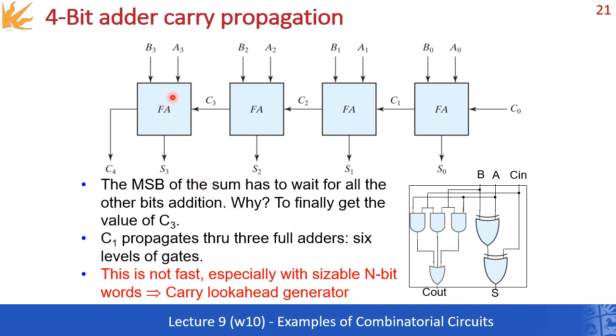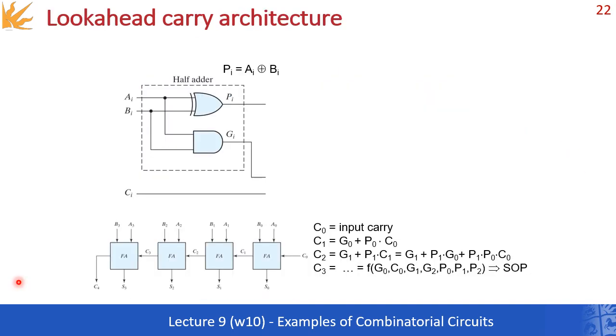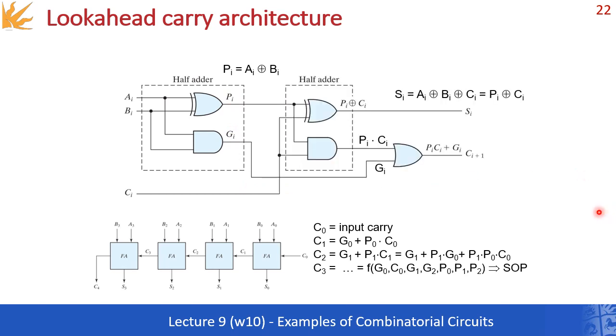This means that you cannot perform the operation in parallel. In other words, this is not fast, especially with sizable n-bit words. What should have been something that can be done in parallel actually is done in series. To overcome this problem, we use something which is called look-ahead carry architecture. Now remember that this is what we previously defined as a half adder. What we can do is put in series 2 half adders in this example over here.